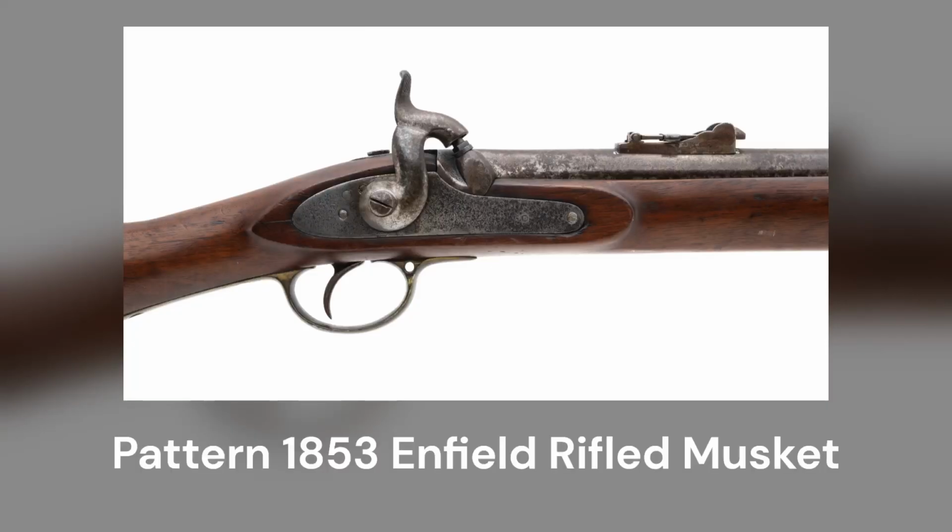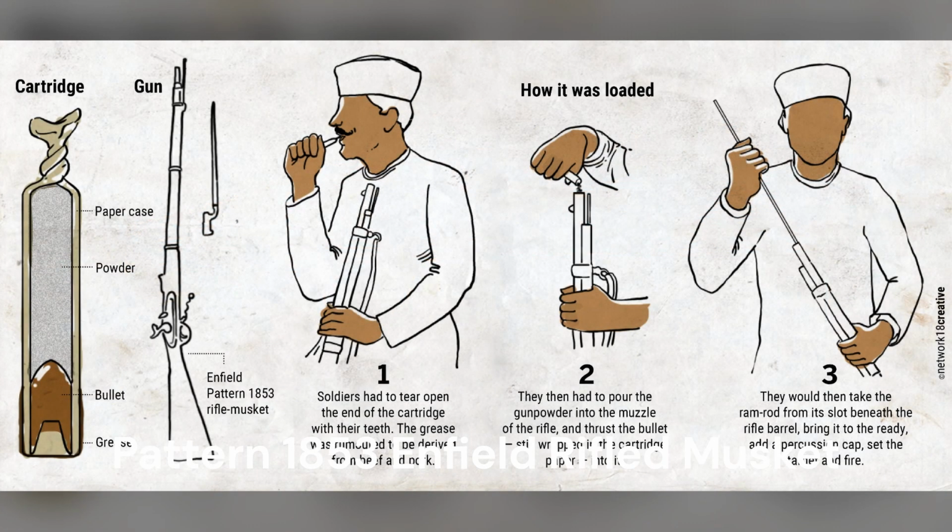The Pattern 1853 Enfield rifled musket, designed by the British engineer William Pritchard, was introduced to India in the 1850s, just before the Indian Rebellion of 1857. This superior weapon was quickly recognized for its greater accuracy and range compared to previous muskets, and was swiftly adopted by the British Army in 1853.